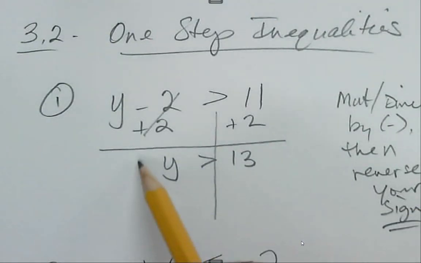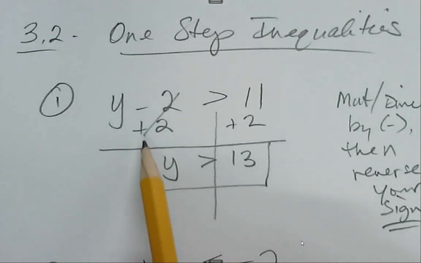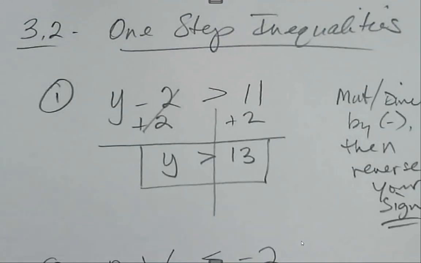So right here is my inequality. Now you remember I did not multiply or divide by a negative, even though I had a negative right there, and I added 2 to both sides. I still did not multiply or divide by a negative, so I don't need to reverse my sign. Okay, so this would be my answer. y is anything that's greater than 13.